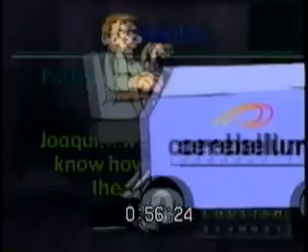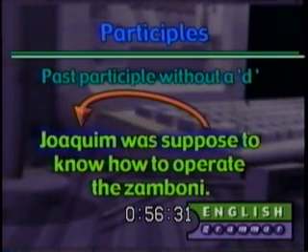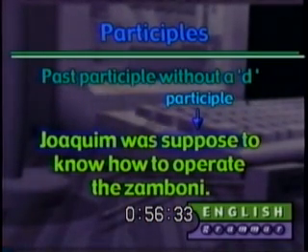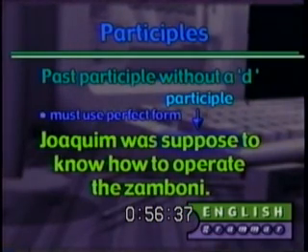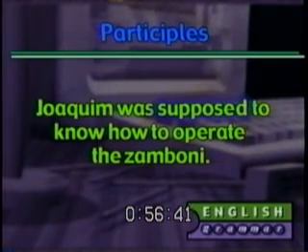Another common mistake is to leave the D off a past participle. What if we say, Hakeem was suppose to know how to operate the Zamboni. We're really using the verb suppose to describe Hakeem, which would make it a participle. But we know that to make a past participle, we need to use the perfect form of the word, which here would be supposed. So, the correct way to say this sentence would be, Hakeem was supposed to know how to operate the Zamboni.